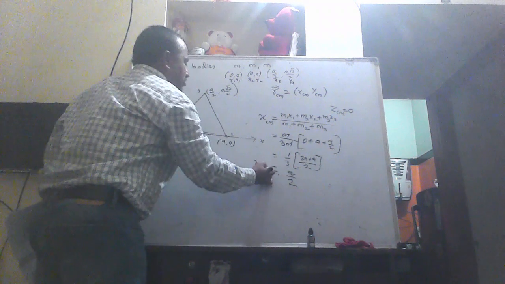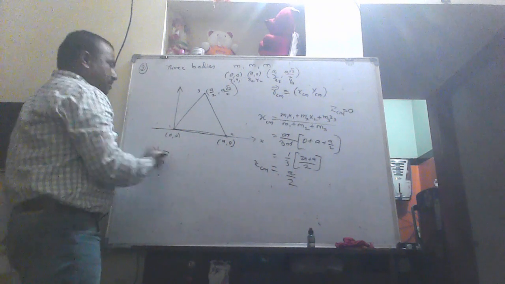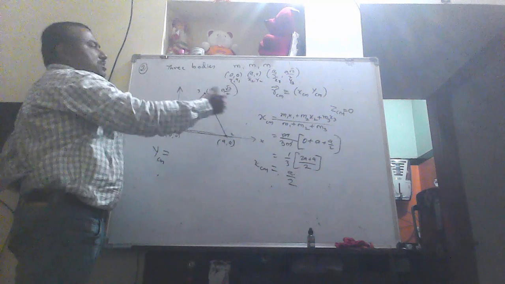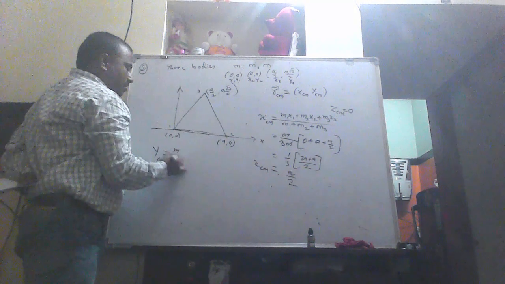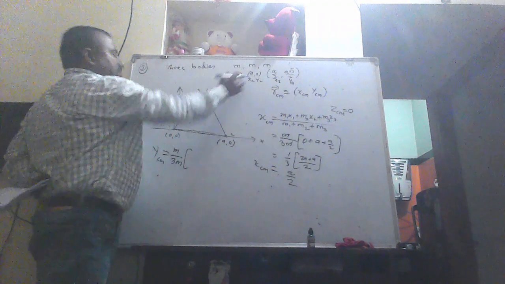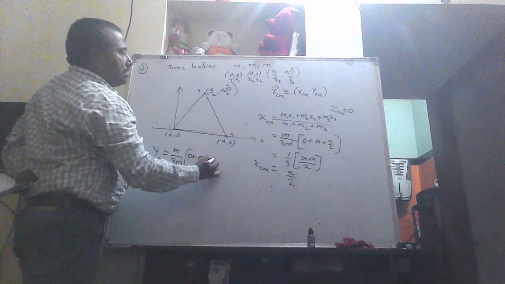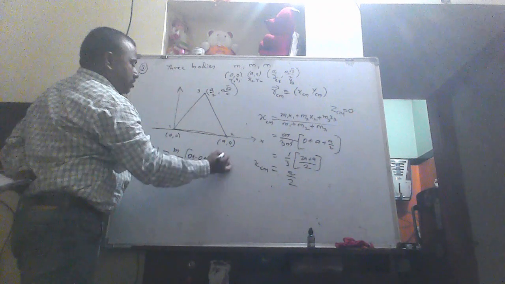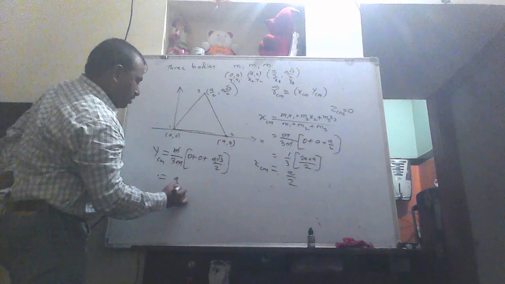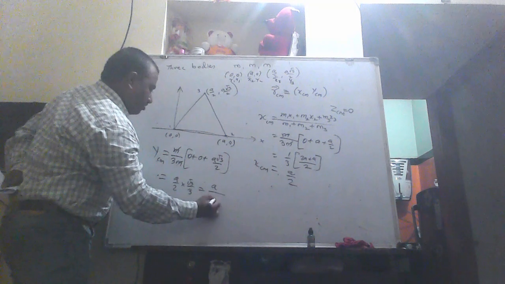So its center of mass x coordinate is a by 2. Now calculate y center of mass. Y center of mass is m1 y1 plus m2 y2 plus m3 y3 divided by m1 plus m2 plus m3. All masses are equal, so m divided by 3m. So y1 plus y2 plus y3. y1 is 0. y2 is also 0. y3 is a root 3 by 2. So the answer is: m cancels, a by 2 into root 3 by 3, you can write a divided by 2 root 3 also.